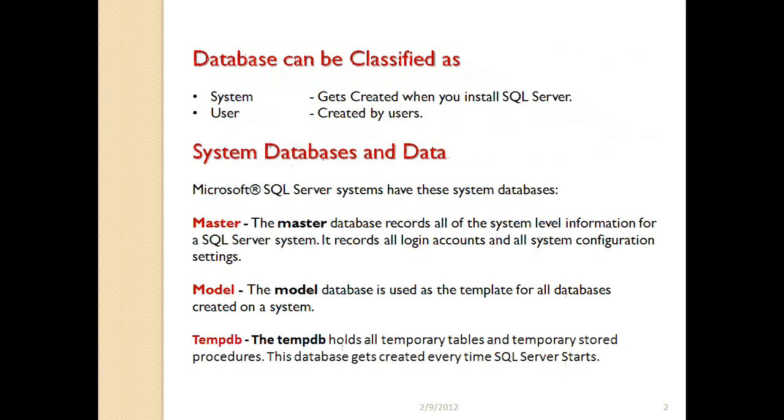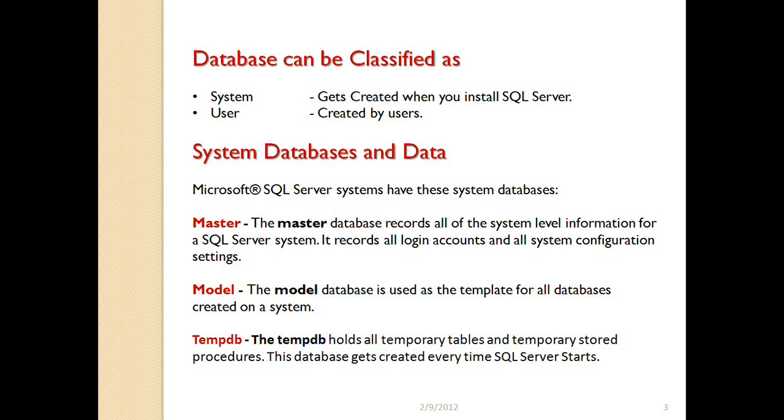There are primarily two kinds of databases in SQL Server. One is a system database, which gets created automatically when we install SQL Server, and the other one is created by the database administrator or by users. There are 5 kinds of system databases, which are mainly master, model, tempdb, MSDB, and resource.